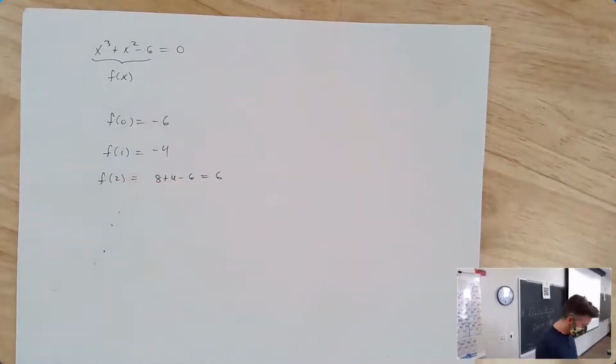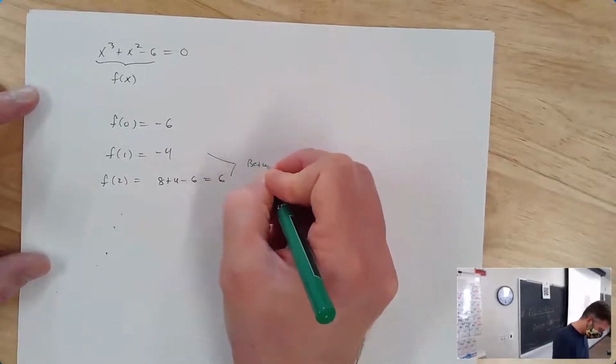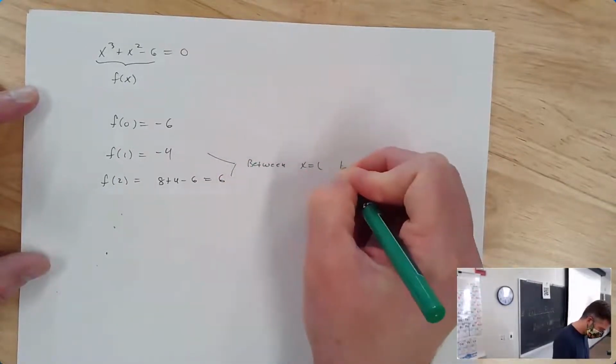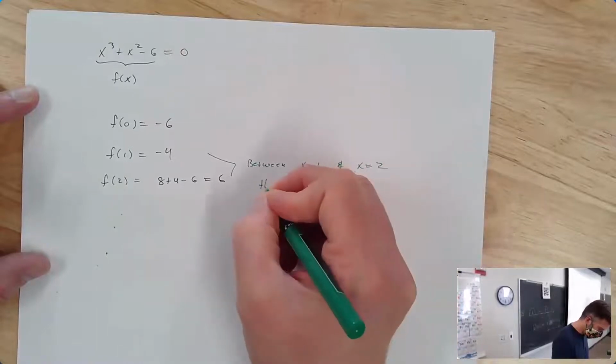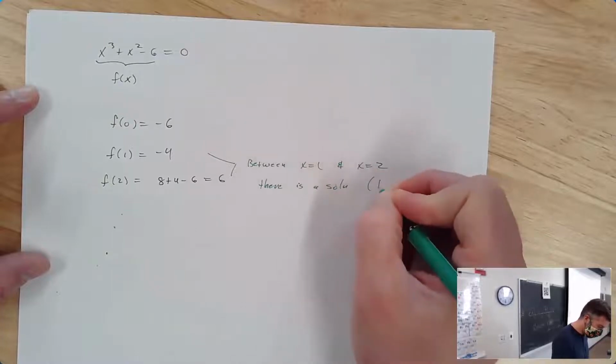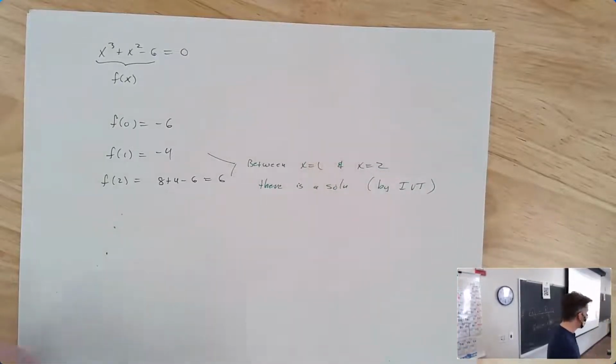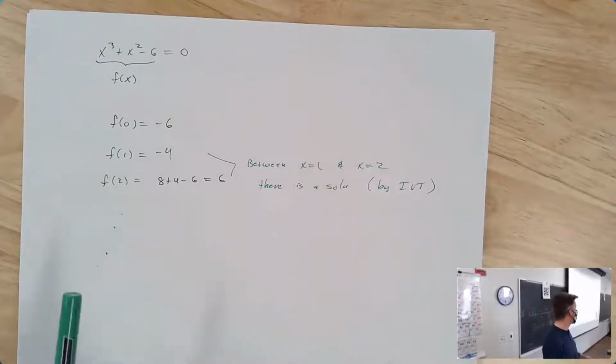And so between 1 and 2 there's a solution by the intermediate value theorem, because the function is continuous. So -1 and 2 actually wasn't the best interval to pick. 1 and 2 is a much better interval. Thank you.